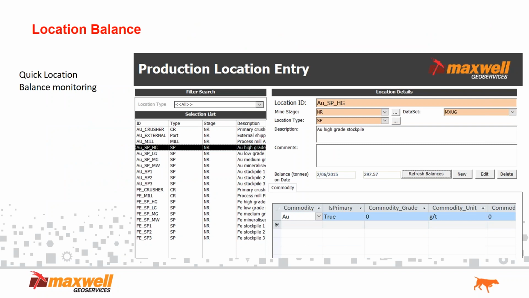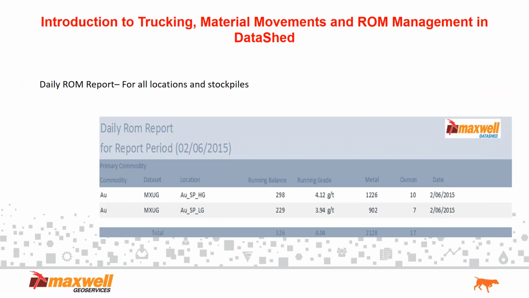So data entry for ROM and location information is easy again through various extensions as shown here. And this one is the production location entry. Please also note here that if you click on the location and you have your date and you refresh your balance, that calls a stored procedure and you can get a quick idea of what is actually on your high grade stockpile, for example.